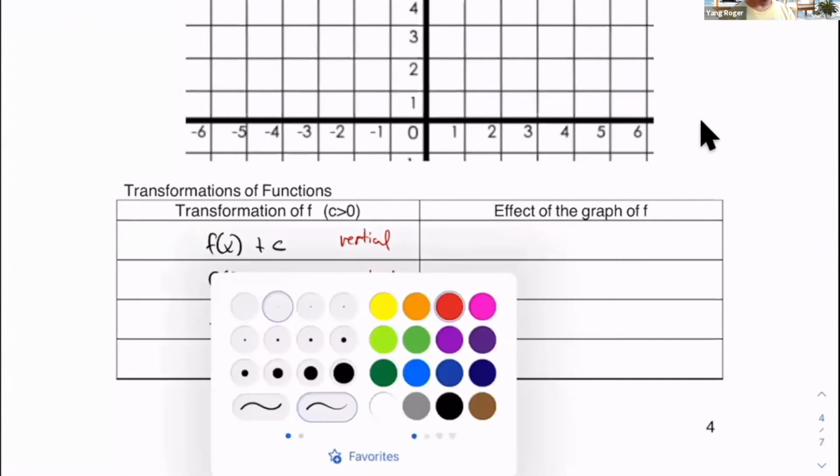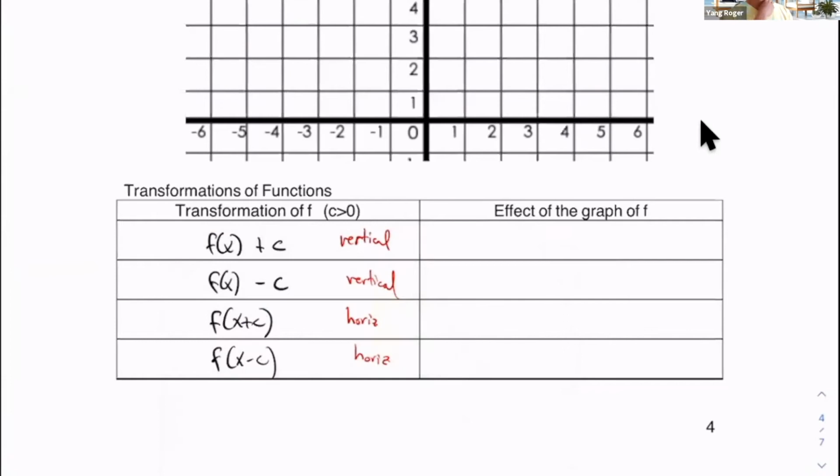So when I go to talk about these transformations, the plus c is basically going to be a vertical shift up by c units. And then if it's negative c, there'll be a vertical shift, but it'll be down c units.